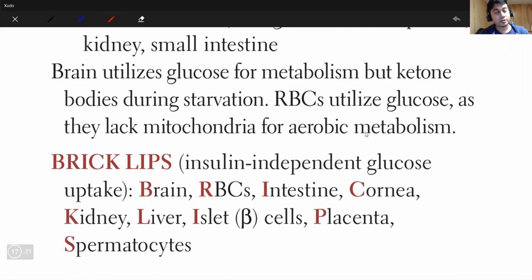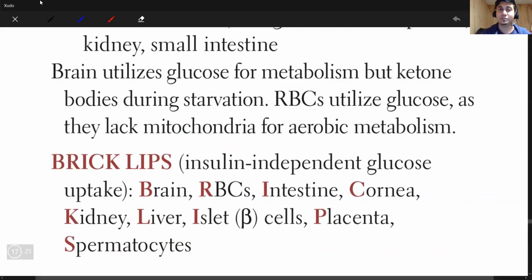Whenever you have ketone bodies, you need mitochondria, because in the mitochondria there is a certain enzyme, thiophorase, that is required to convert your ketone bodies into energy producing molecules. To get energy from ketone bodies, you need the thiophorase enzyme. As mitochondria is not present in the RBC, the ketone body cannot be utilized by your RBC.